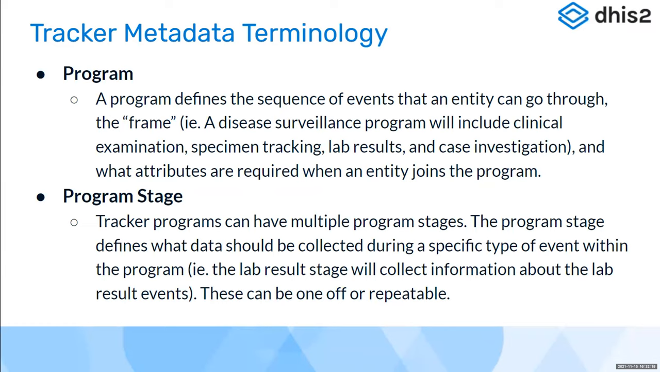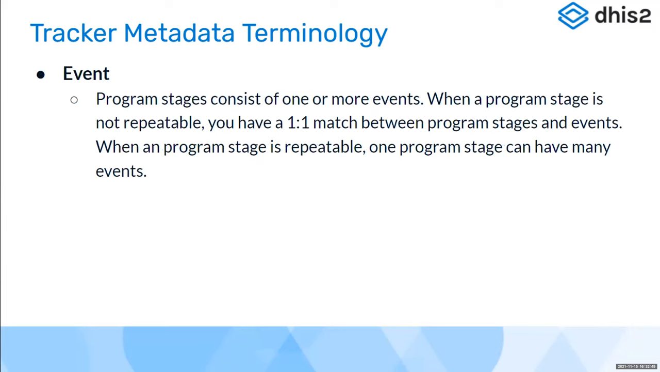And speaking of the program stage, it could be a repeatable stage or a non-repeatable stage. Speaking of a repeatable stage, that means it's something that can happen over and over and over again. But when you're speaking of a non-repeatable stage, that means it's a once-off event. It won't be able to happen multiple times. So the program stages consist of one or more events. For instance, if it's a repeatable program stage, that means you're able to have more than one event.